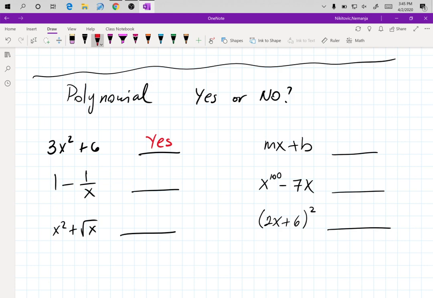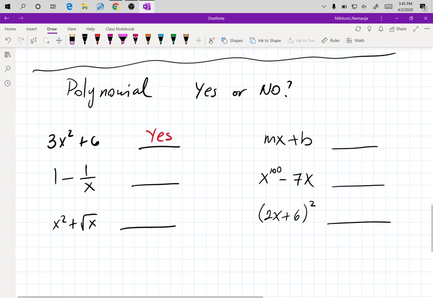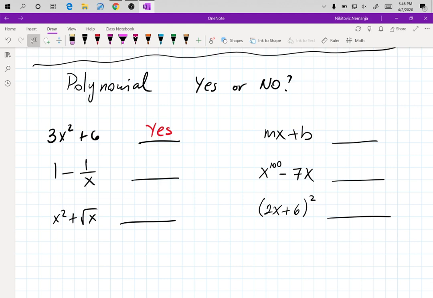Now we move to the next one, and this one says we have x in the denominator. That's not allowed. A polynomial is only allowed to have x to the positive integer value. I am trying to avoid the notation that we use in pre-calculus. Now x is actually to the -1 exponent, so this is a no. You cannot have x's in denominators. No x's in denominator.